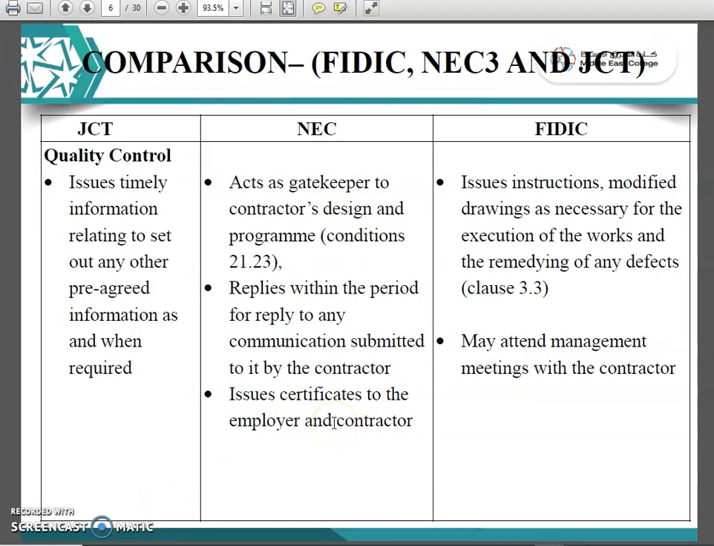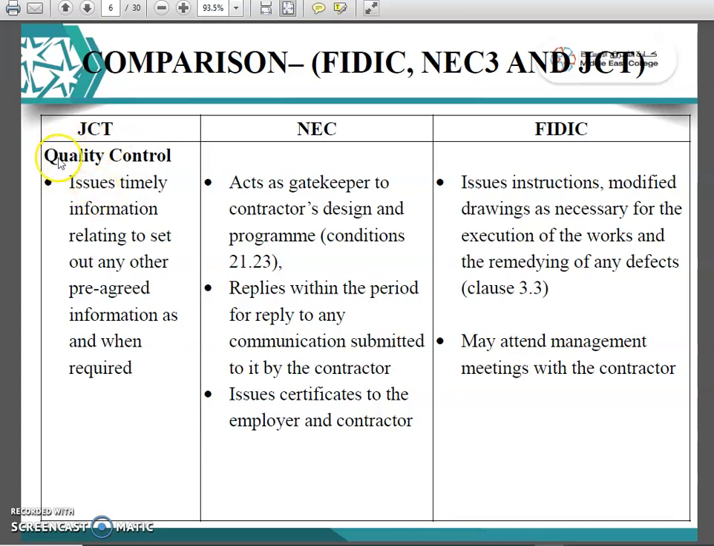You can see here, I'm not going to explain all this in this small video. I will show you what is available here and how to study it. The remaining things we can discuss in the class in detail. Okay, so in this presentation we have created a comparison of JCT contracts, NEC contracts and FIDIC contracts. As we discussed the names in the previous class, I am going directly into how they have divided this.